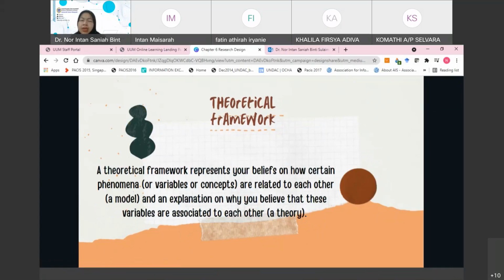Okay, so as I said just now, theoretical frameworks normally represent your beliefs on how certain phenomena, okay, so kita can represent through variables or concepts, are related to each other. Kalau kita buat model and explanation on why you believe that these variables are associated to each other. Okay, so how the correlation, okay, and so on. So based on the theory, salah satu teori yang bersesuaian, the appropriate theory that we learn kan.